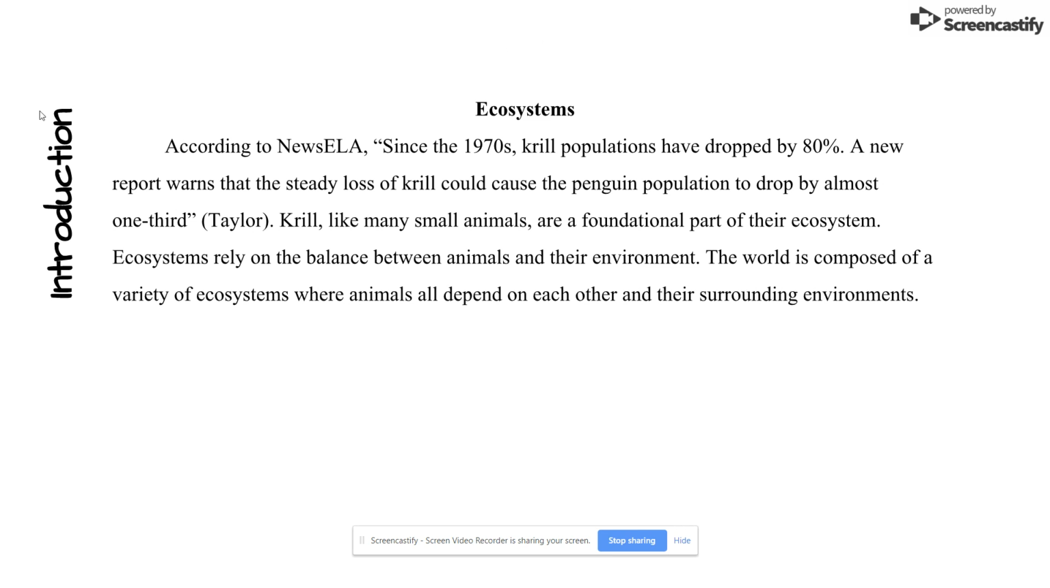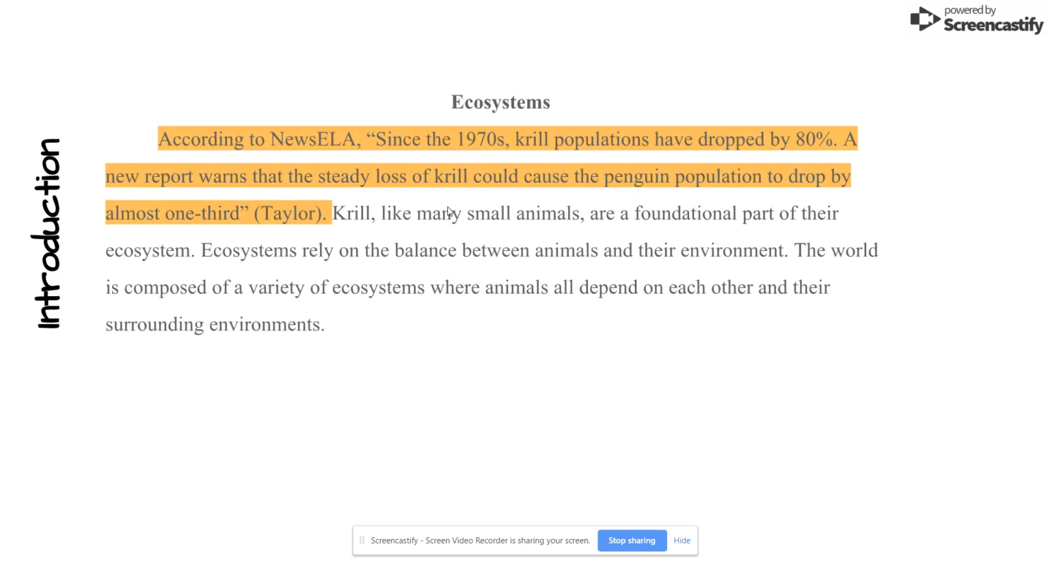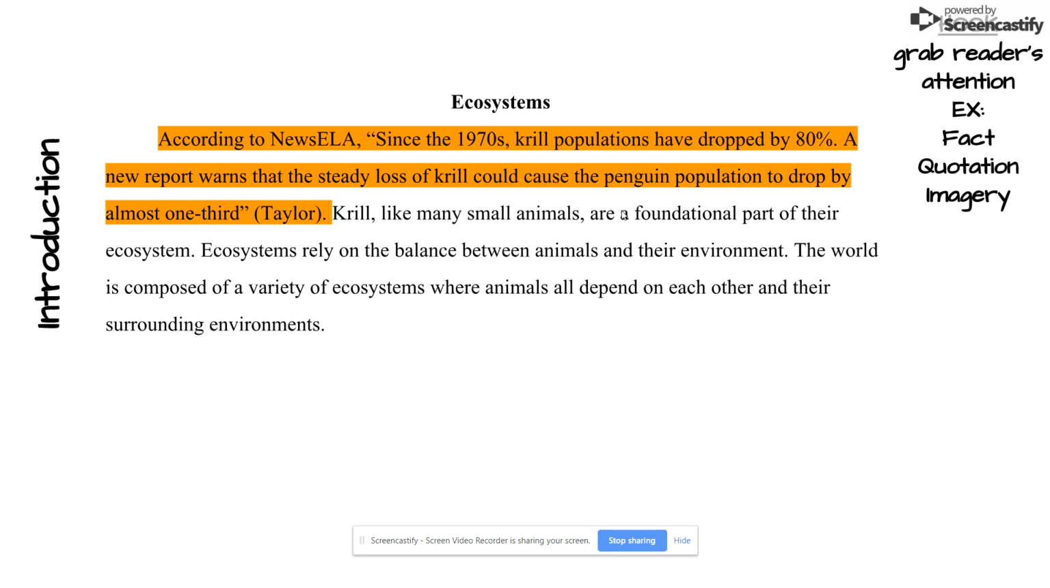So please go ahead and mark this first paragraph, introduction, over to the left-hand side of your paper. And in the introduction, one of the first things we really want to pay attention to is the first sentence. What is the author doing here? They are writing a hook.